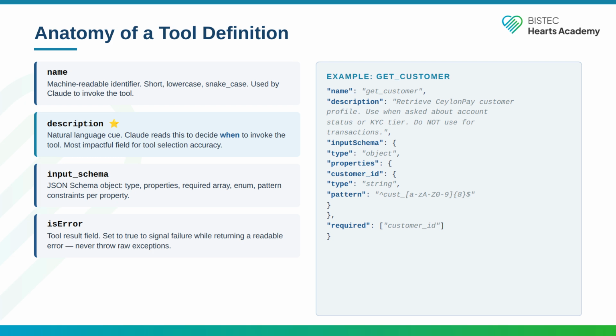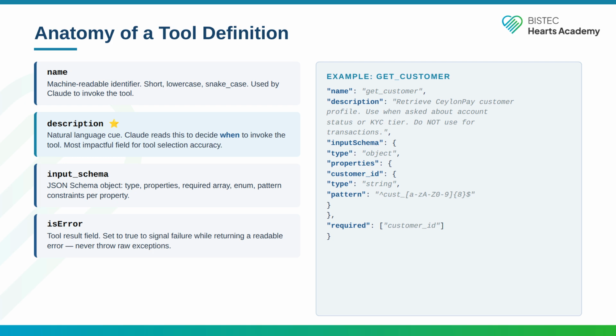The description is not a docstring. It is decision logic for an AI. Claude reads this field to decide when to call this tool, not what the tool does, but when to call it. There is a fundamental difference. If you write "gets customer data," that tells Claude nothing about when to use it. Write instead: "Use this when the customer asks about their account status, KYC tier, or profile details."